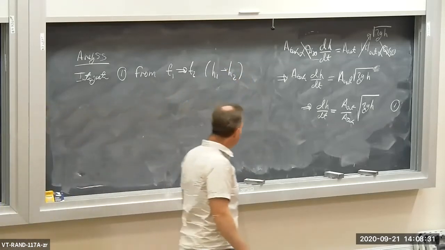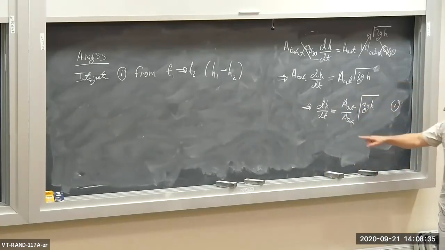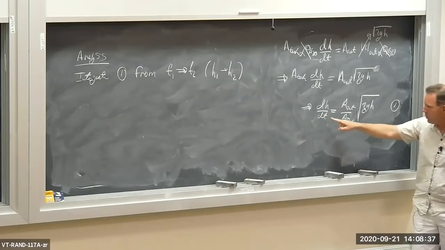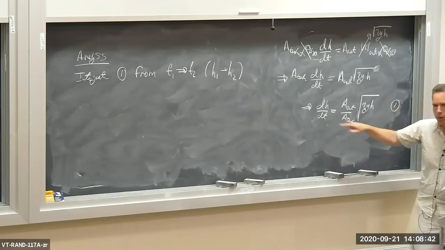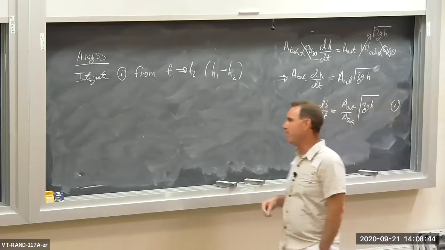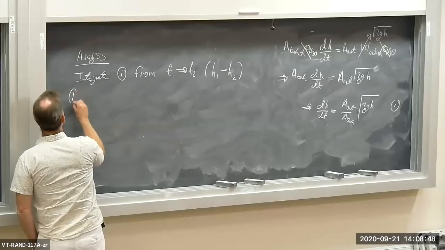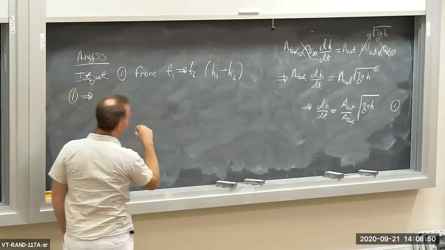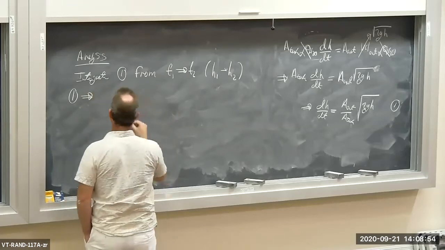Now, one little thing to do here first is I'm going to separate variables. I'm going to take the dt and put it over here, and the square root h and put it over here. So we're going to separate variables. I'm going to rewrite equation 1, and we have the h's on the left and the t's on the right.